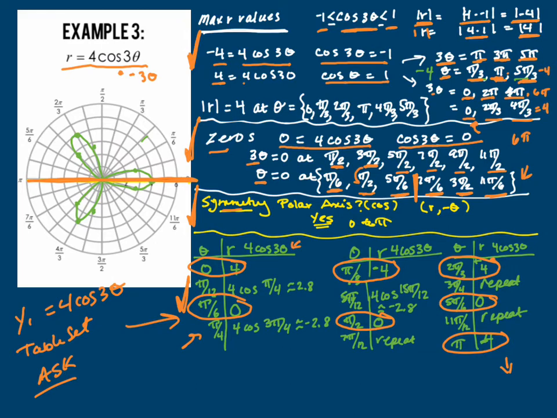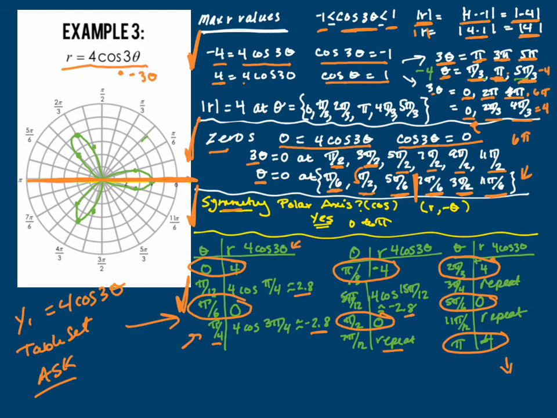So let's talk about the numbers I got. I got 2.8 at pi over 12, and at pi over 4, I got another 2.8. At 5 pi over 12, I got negative 2.8, and at 7 pi over 12, it started to repeat. Okay, so I am going to graph what I had so far.